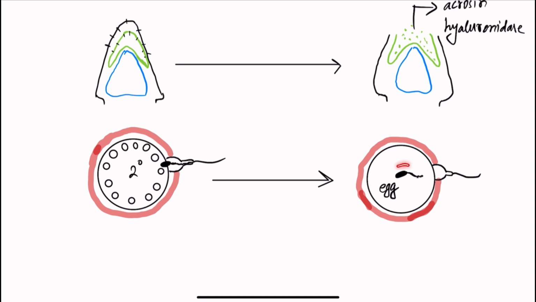What remains is only the head region, and the head region contains the male pronucleus, while the egg contains the female pronucleus. The female pronucleus and the male pronucleus, both of them are haploid. The haploid female pronucleus and the haploid male pronucleus fuse to form a diploid zygote. And this is how we complete the process of fertilization.